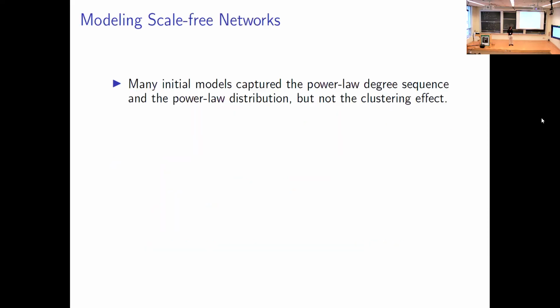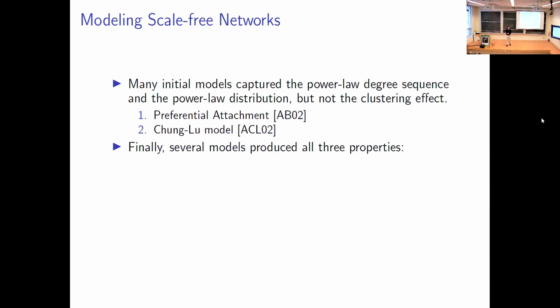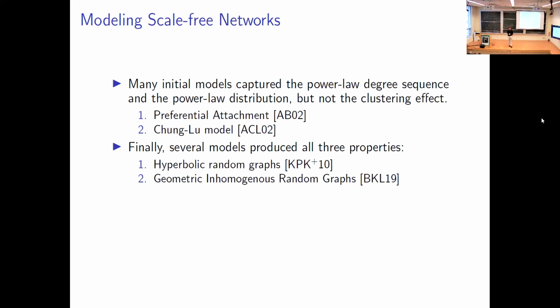In particular, some of the first few models, of course, preferential attachment, Chung-Lu model, and such others. And these models are great in the fact that they have this small diameter, they have the power law, but the clustering effect is not so good. Then along came a few models that actually do get all three effects. For instance, hyperbolic random graphs, geometric and homogeneous random graphs. And of course, I'm not at all claiming this is a complete list.